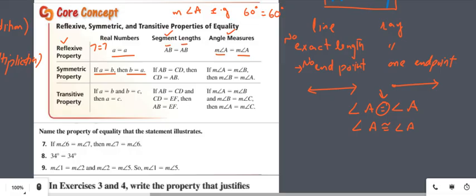Again, if I say 7 is equal to 7, now I am writing two different 7s. 7 is equal to 7. This implies this 7 is equal to this 7. This is a property of real numbers, that they are symmetric in nature.